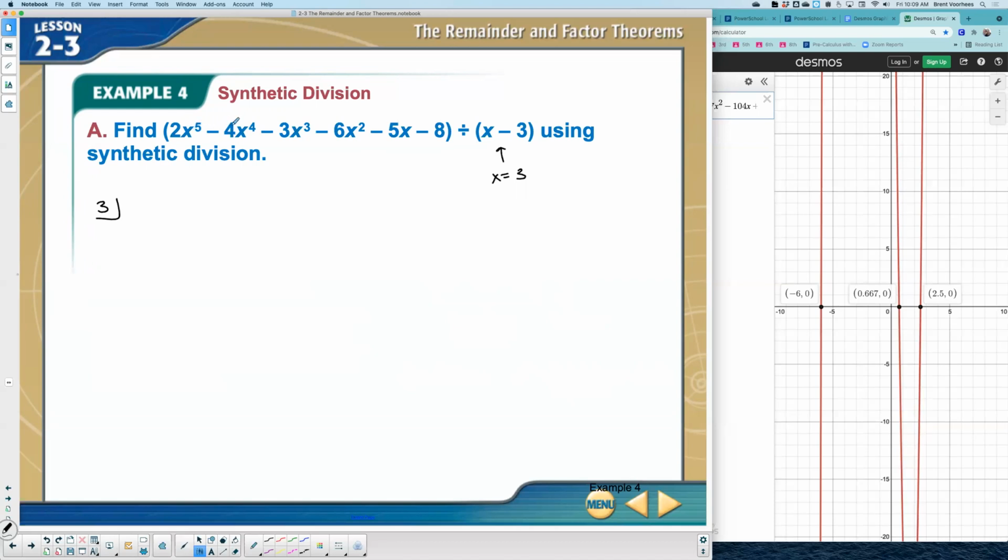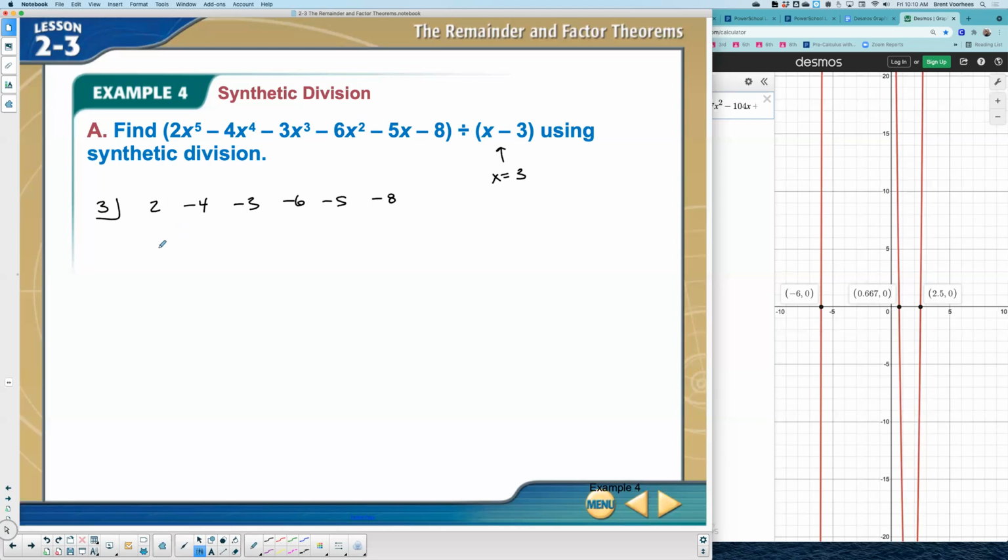Is there anything missing in this problem? 5, 4, 3, 2, 1, and it needs to have 1 without an x as well. We got them all. So we write in the coefficients. Again, let's just say this was a 6. If that were a 6, you would need to put in a 0x to the 5th, which would mean you'd put a 0 right there. But this is not a 6, that's a 5. So I'm just going to write them out. 2, negative 4, negative 3, negative 6, negative 5, and negative 8.